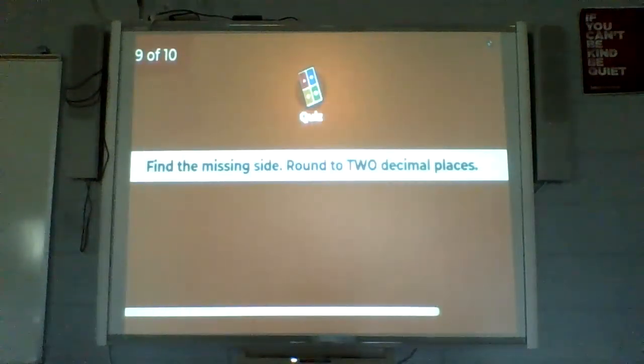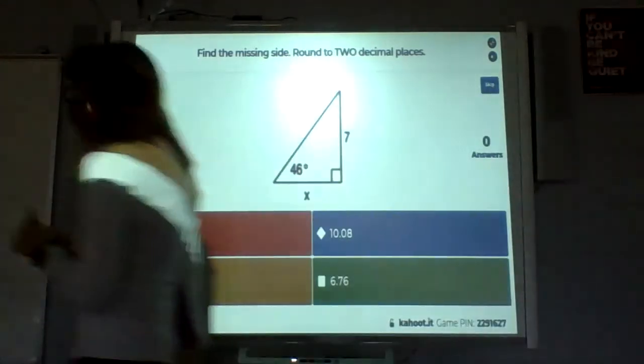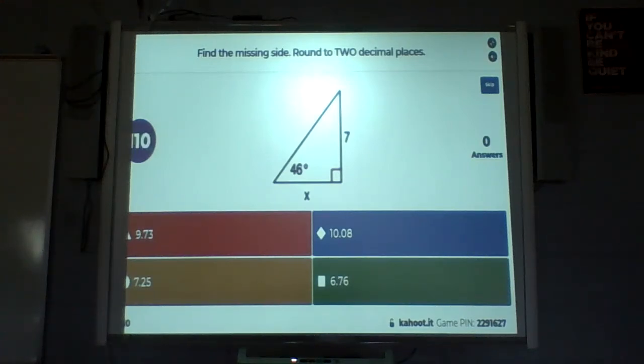Okay, guys, another little tougher one. Careful there. There's a couple of different ways you can solve this one. You have plenty of time. Nope, got it at the end.